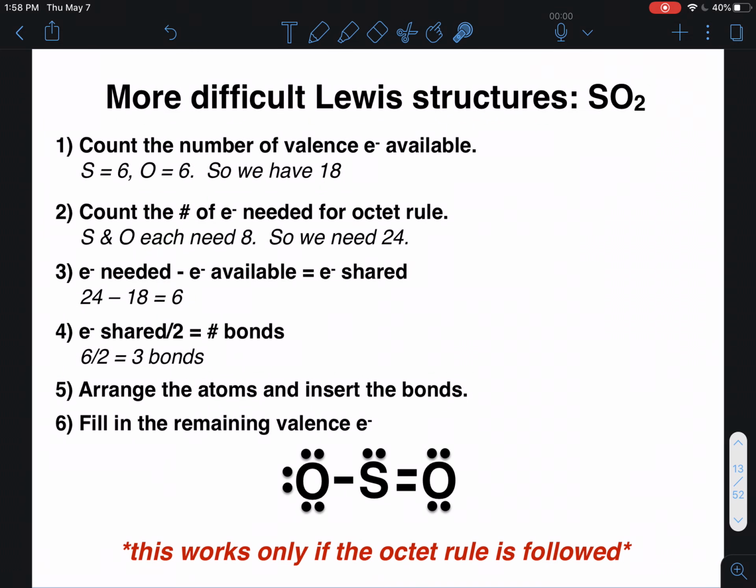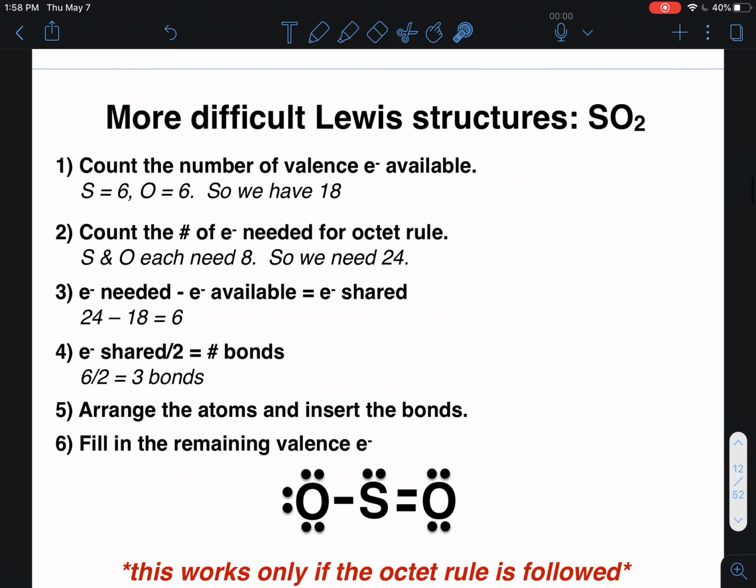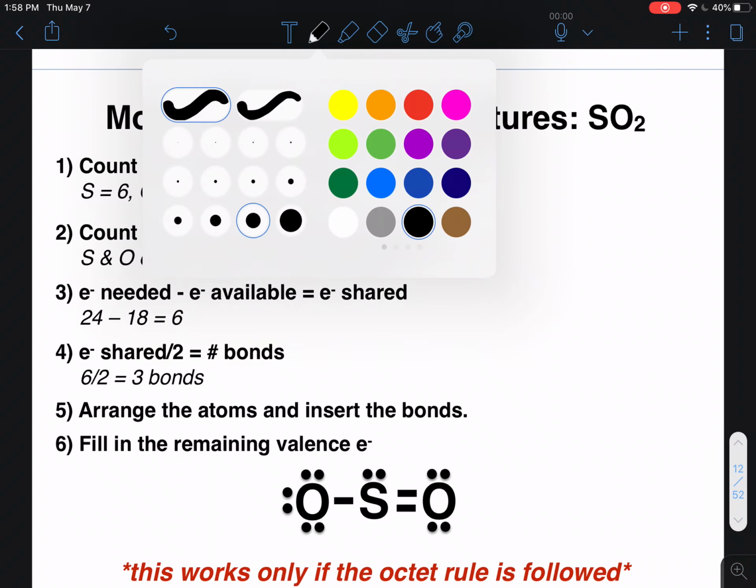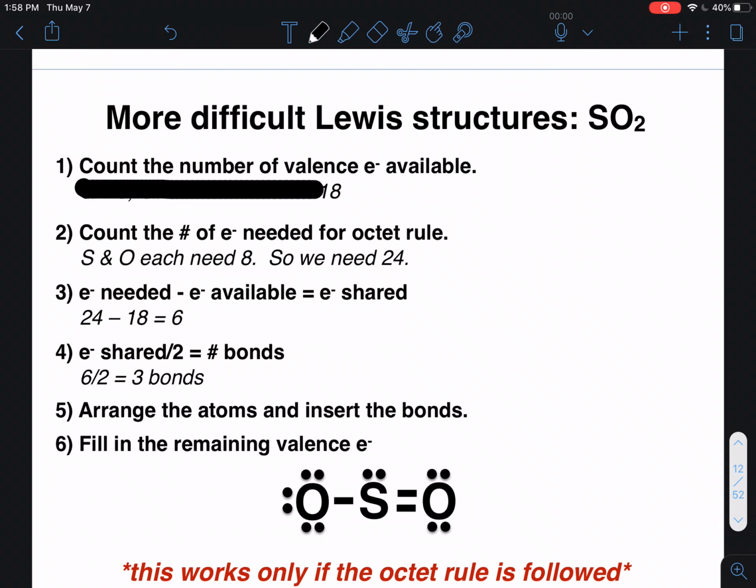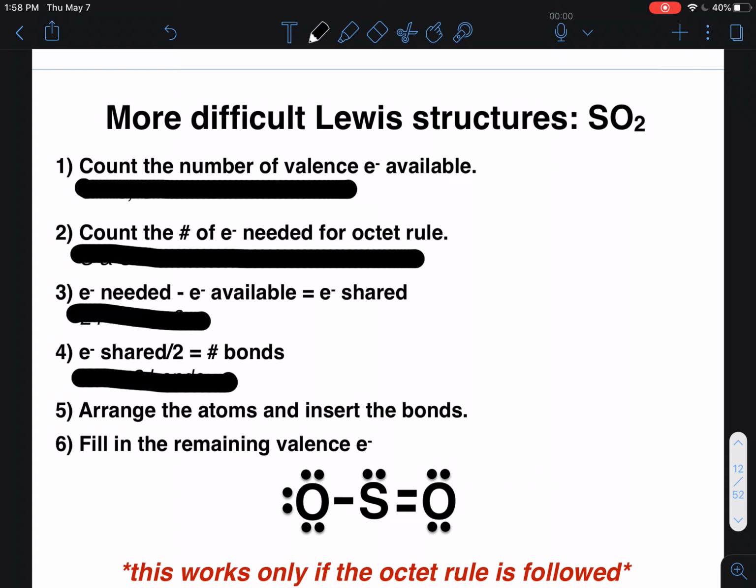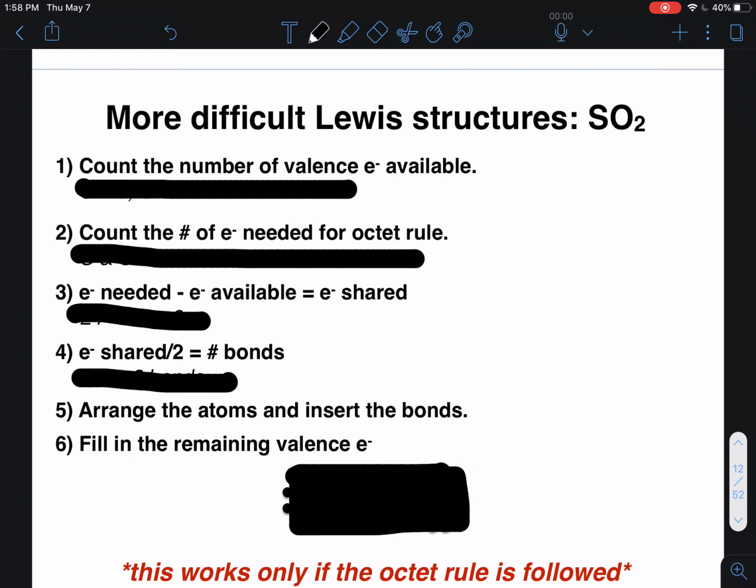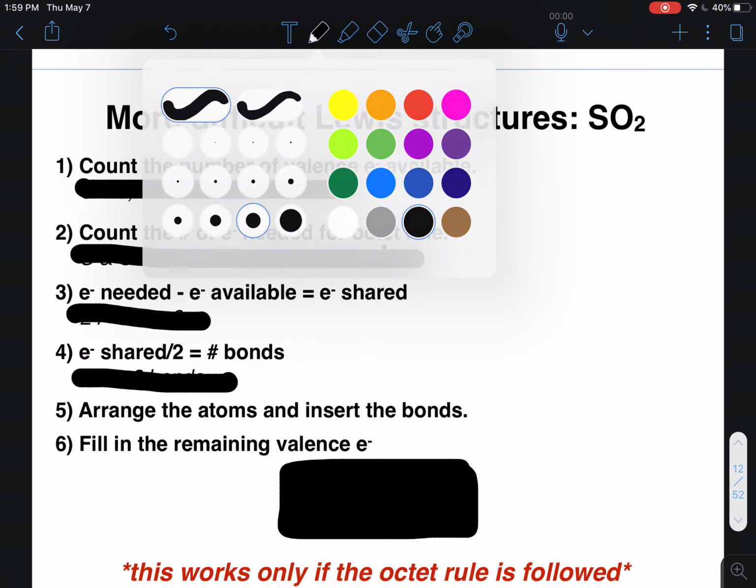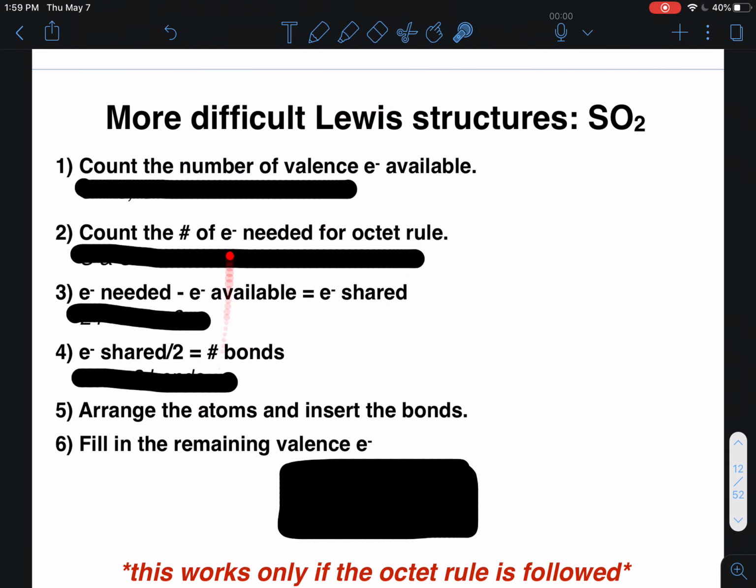So, in order to draw more complicated Lewis structures, and I should have done this before, so bear with me, sorry. Really this is the method that you're going to use to draw all Lewis structures for the rest of this semester. This is the method right here that you're going to use.